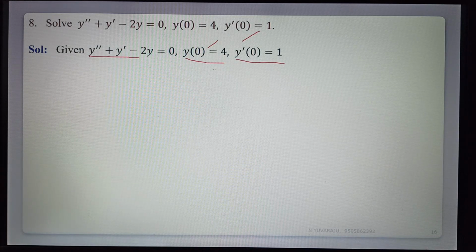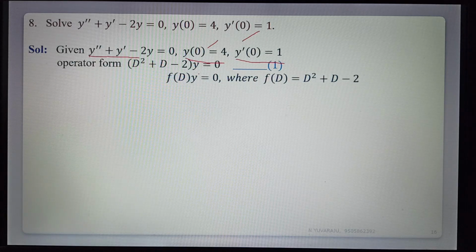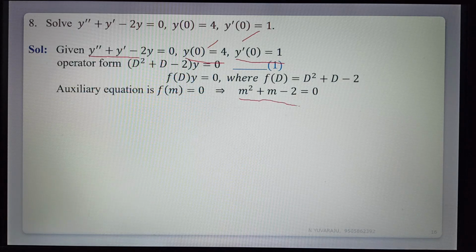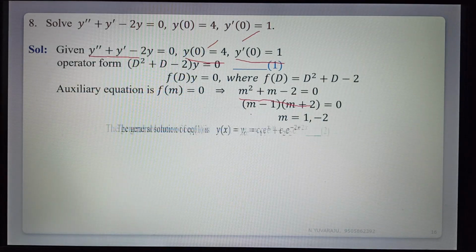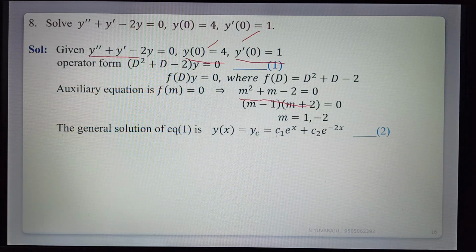First to find the general solution, same procedure. In operator form, (D square plus D minus 2) into y is equal to 0, that is f of D into y is equal to 0. So therefore auxiliary equation is m square plus m minus 2 is equal to 0. The roots are m is equal to 1 comma minus 2. Therefore solution is yc is equal to c1 e power x plus c2 e power minus 2x. Real and distinct roots, m1 m2. So this is a general solution.